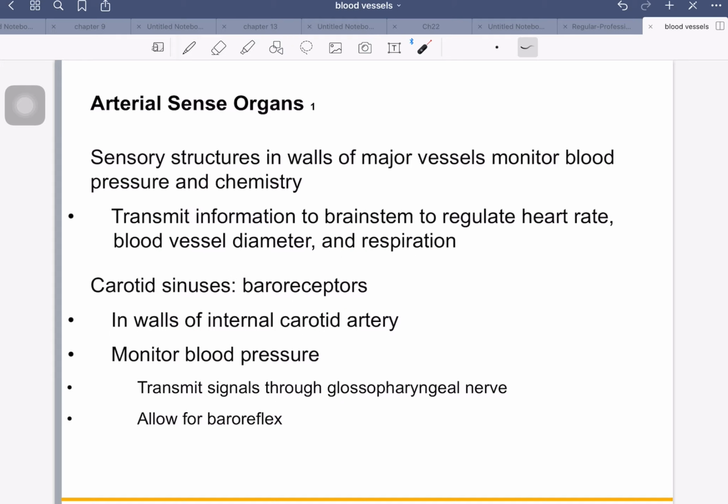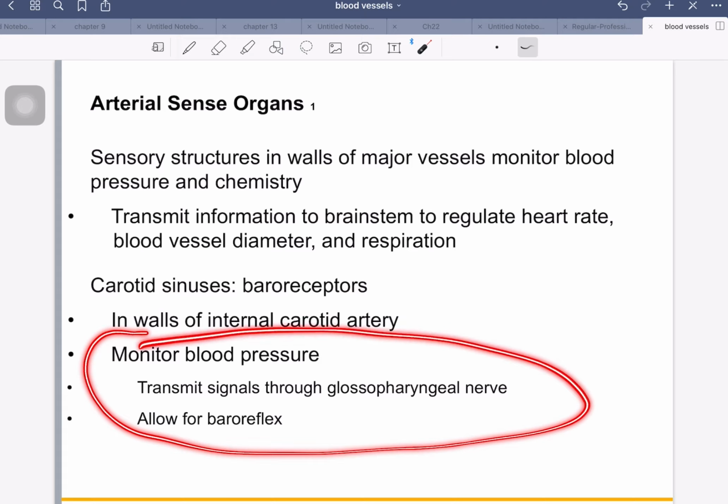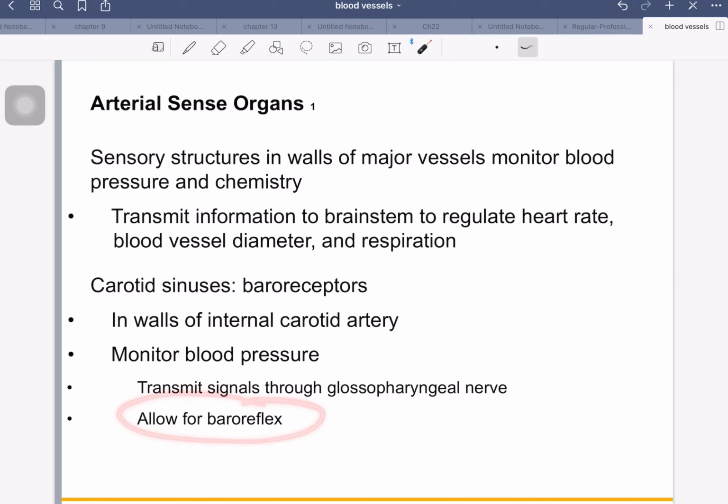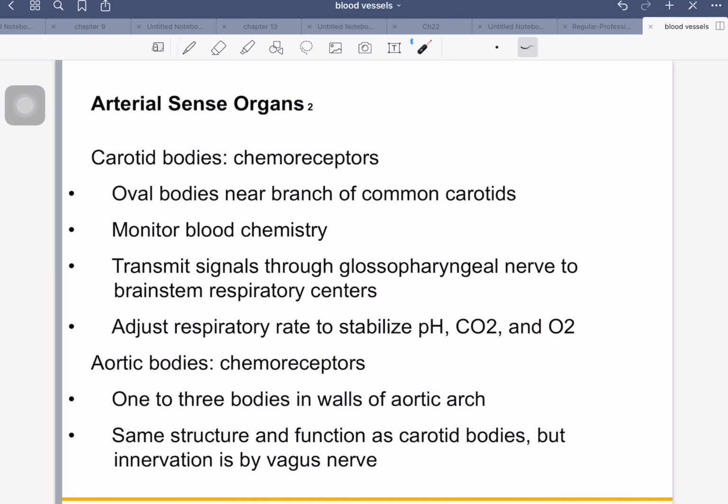Now, within our arteries, there are arterial sense organs. These are structures in the walls, not of every blood vessel, but many of them, in many locations, and they typically are measuring 2 things. There are some for pressure and some for chemistry. We've come across these because we have talked about baroreceptors and chemoreceptors in previous chapters. Of course, in the carotid sinus, we have baroreceptors. It's in the wall of the internal carotid artery, and it monitors blood pressure and allows for what's called a baroreflex, which is a response to changes in pressure.